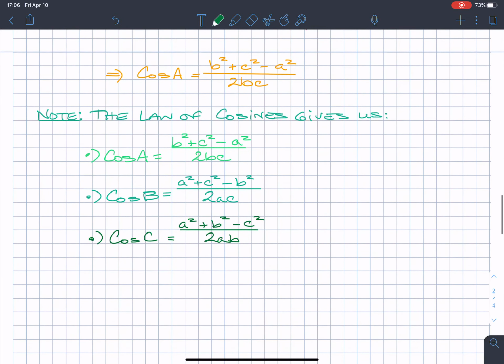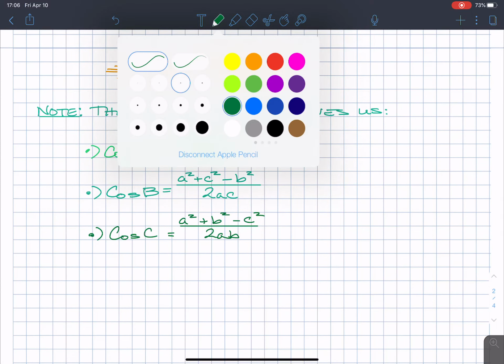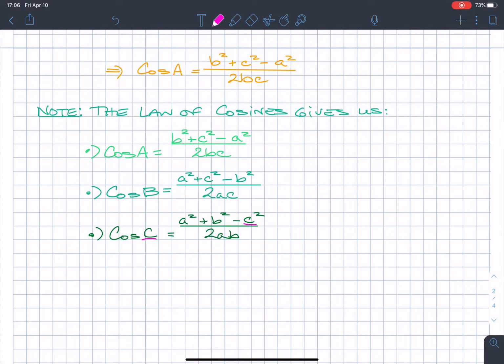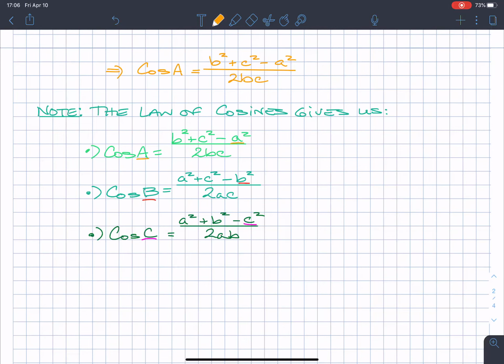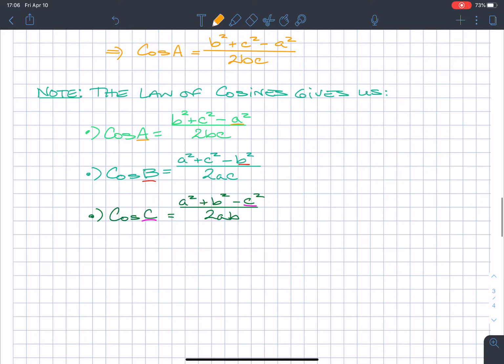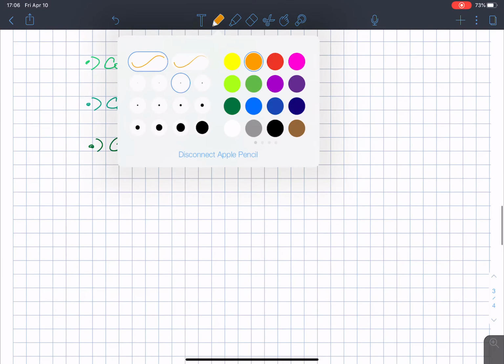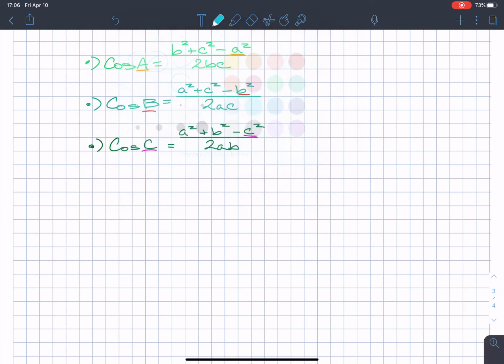So once again, you can see the pattern here. What do we have? We have c minus c squared, we have b minus b squared, and we have a minus a squared in these formulas. So that's one mnemonic device. Okay, so note also that each of these implies respectively that A will be inverse cosine of these quotients.